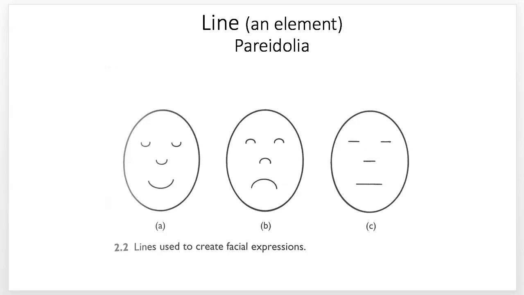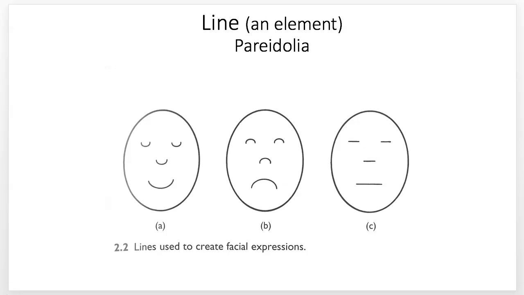Line also is used to create facial expressions, and has been for a long time. Everyone throughout their whole life has probably at some point or another made a smiley face. This idea is called pareidolia, where we actually want to see human faces in things. We do it with all kinds of things, like clouds. If you've ever looked up at the sky and saw a rabbit or something in the clouds, that would be a version of it. This is part of the way our brain works, so we'll notice in work that we often see faces quickly, and they become a focal point.